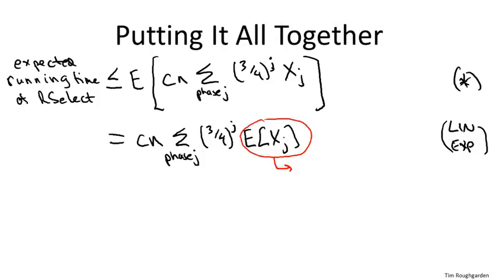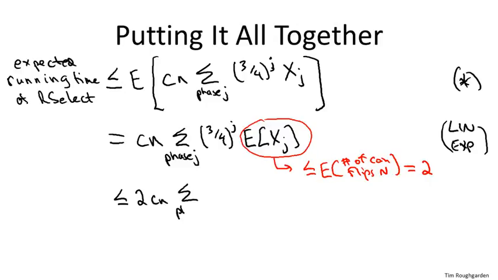In the previous two slides, we figured out an upper bound on how many recursive calls we expect to see in each phase. By the reduction to the coin flip analysis, this is at most the expected number of coin flips N, which on the previous slide we argued was exactly 2. Bringing that 2 out in front of the sum, since it no longer depends on j, we get at most 2cn times the sum over phases j of 3/4 raised to the j.